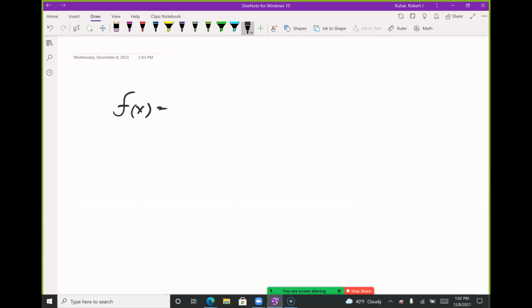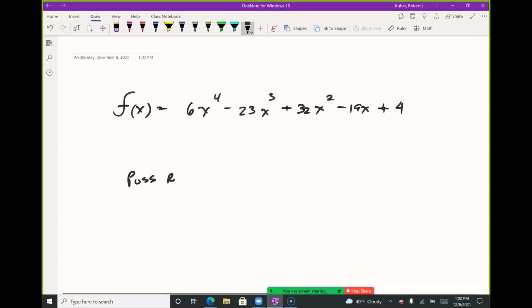So I've got f of x equals 6x to the 4th minus 23x cubed plus 32x squared minus 19x plus 4. Possible rational roots, not a problem, right? Factors of the constant over factors of the leading term. So plus or minus 1, 2, 4, the integer factors of the constant, and then over 1, 2, 3, 6.